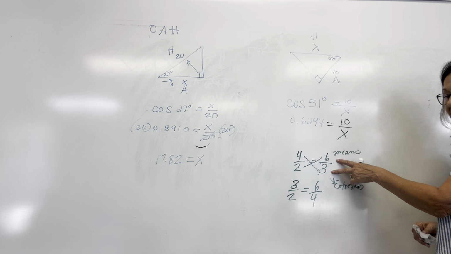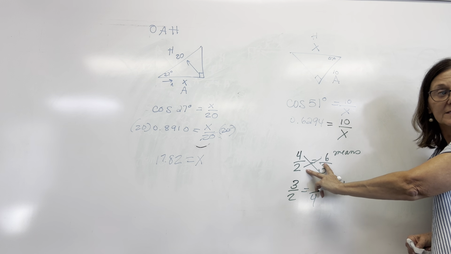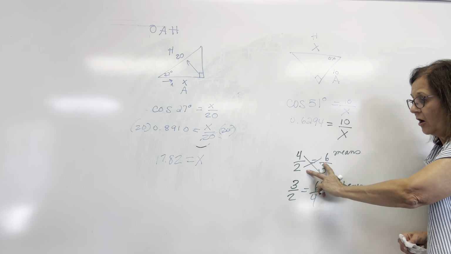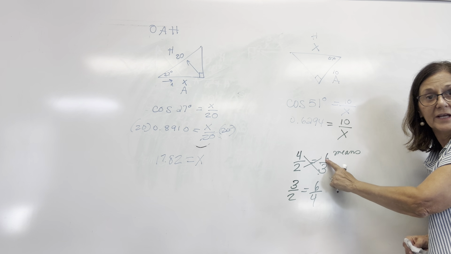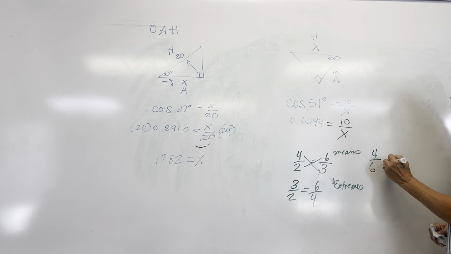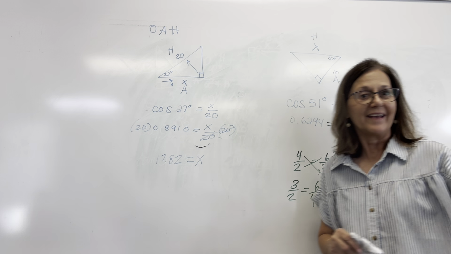Okay, let's go back here. I can also swap my means without changing the value. So I'm going to move 6 here and 2 here. That's 4 over 6 equals 2 over 3. Same thing.